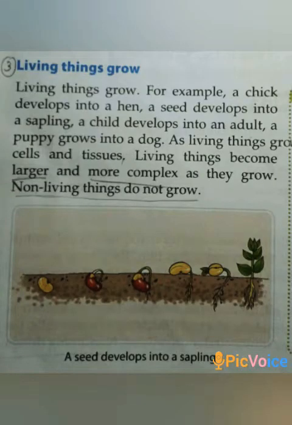Then the third characteristic is living things grow. For example, a chick develops into a hen, a seed develops into a sapling, a child develops into an adult. A puppy grows into a dog. As living things grow, their cells and tissues become larger and more complex. Non-living things do not grow.